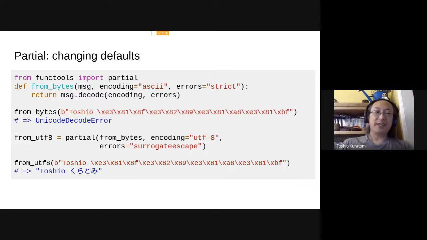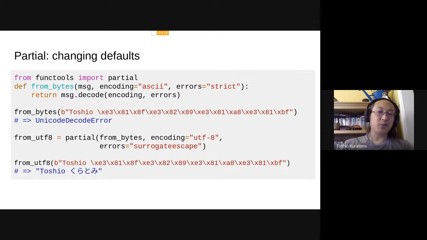So this is all fine and dandy, but in my code, I'm dealing with UTF-8 strings almost everywhere. And here, I'm calling from bytes. I'm passing it in a byte string, Toshio, and then my last name encoded as UTF-8. And I'm going to get a Unicode decode error back because the encoding by default is ASCII. I have to specify UTF-8 if I want it to work. Well, like I say, I'm using UTF-8 everywhere in my code. So I don't want to specify UTF-8 on every single call to from bytes.